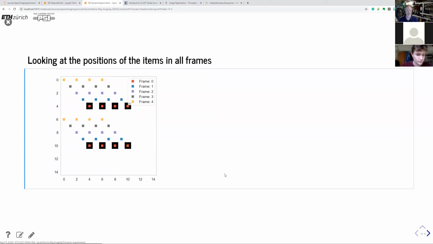Now look at the positions. In this picture, we have put all frames in one image. So we can see frame 0 is red, frame 1 is blue, then purple, gray, and yellow, etc. So we can see that we have a time sequence in this data. With this, we still don't show which label each item has, because that would look different.